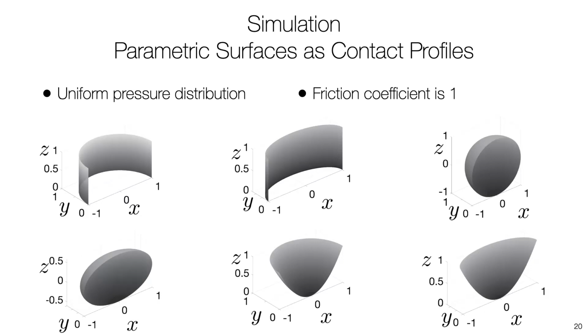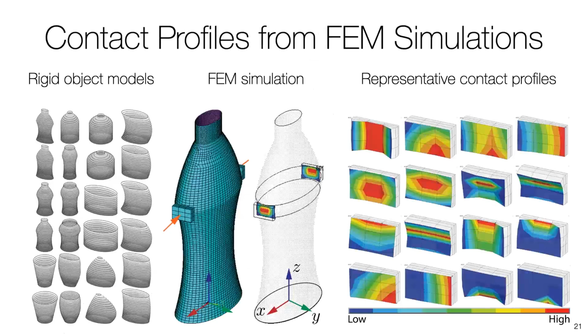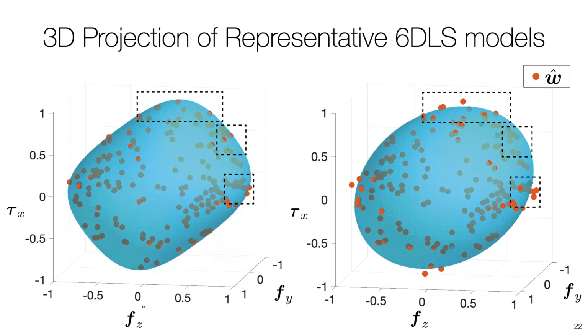We start the evaluation of the two proposed 6D LS models with nonplanar parametric surfaces as contact profiles. We further evaluate the models with more than 2,900 contact profiles obtained from the FEM simulations. For both parametric and discrete surfaces, we observe that the quartic model has a lower fitting error than the ellipsoid. Here's a representative 3D cross-section of the quartic and the ellipsoidal 6D LS model.